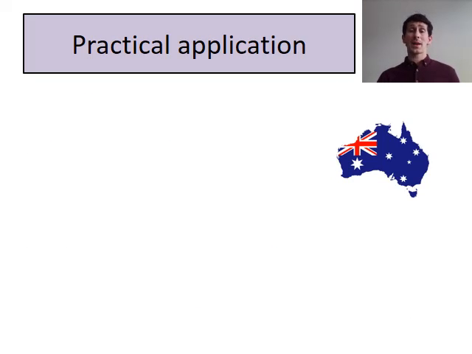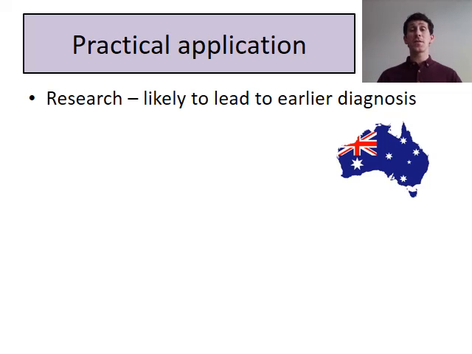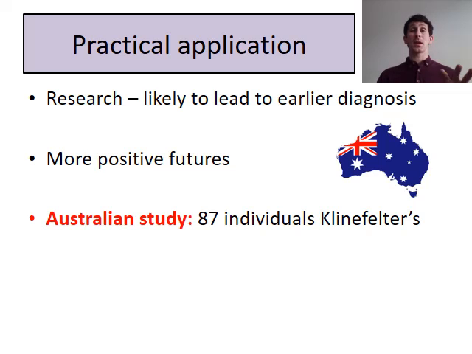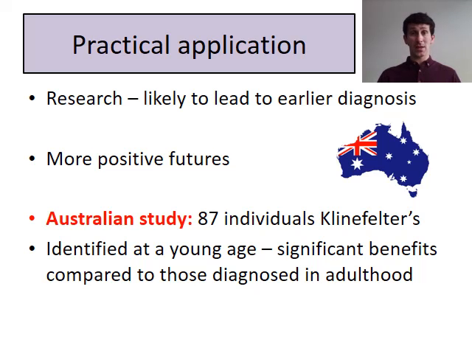So there are practical applications to researching and understanding these particular syndromes. Research is far more likely to lead to earlier diagnosis, which will result in far more positive futures for people with Klinefelter's and Turner syndrome. In Australia, there was a very famous study in this particular area where they looked at 87 individuals with Klinefelter's syndrome. And they found that those who were identified at a young age had significant benefit compared to those diagnosed in adulthood. So it's far better for everyday living, dealing with the stresses of this syndrome, if it's diagnosed at a much earlier age.